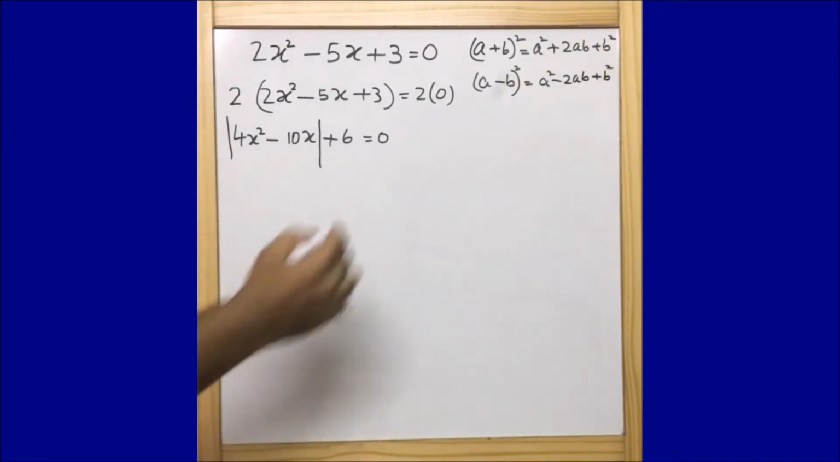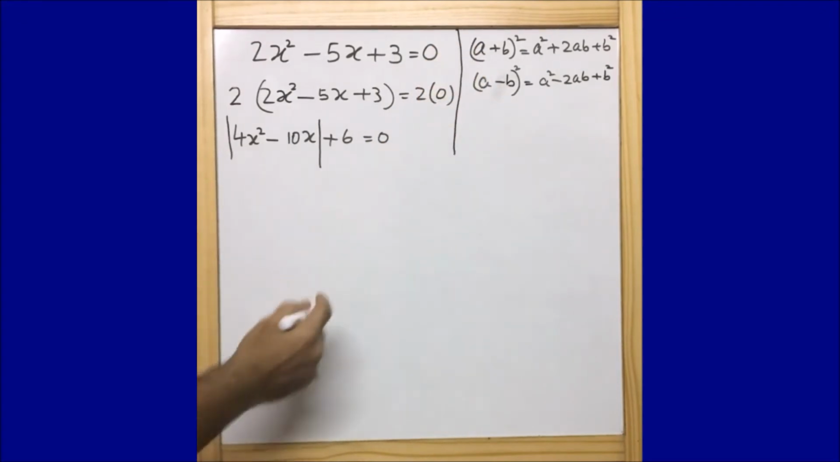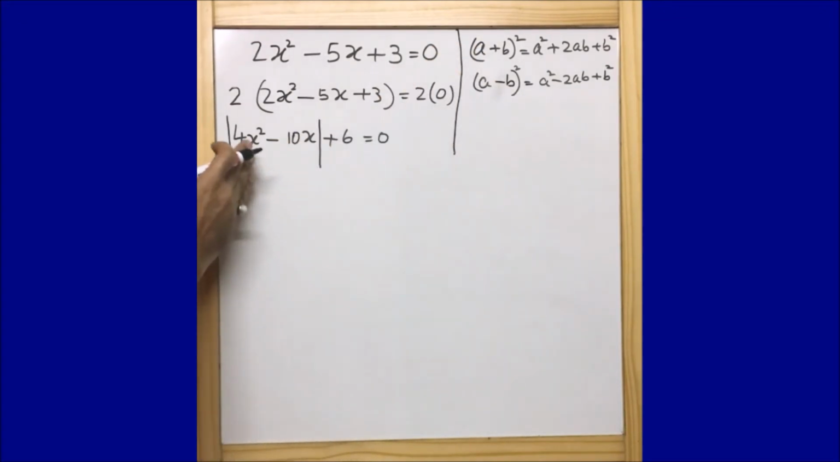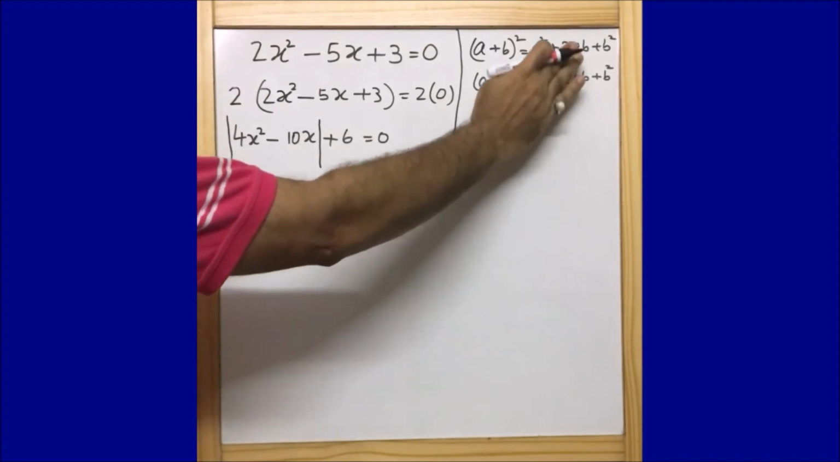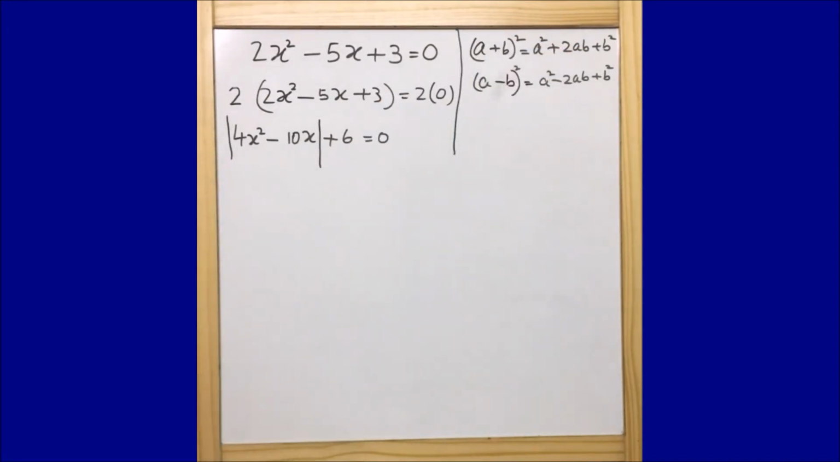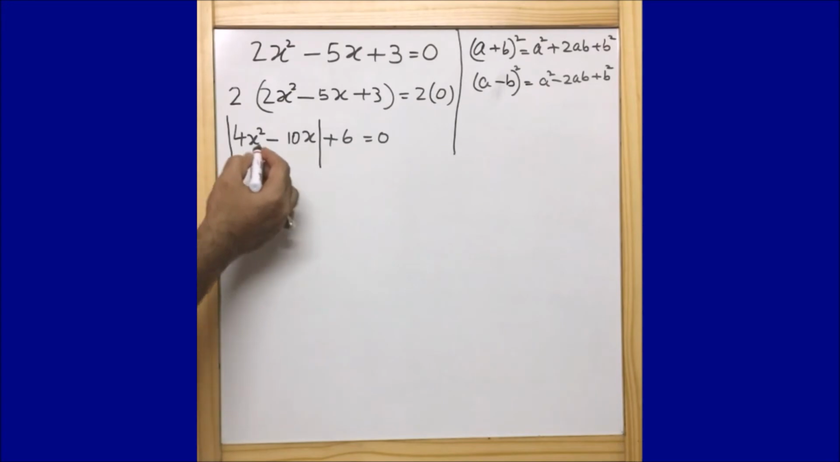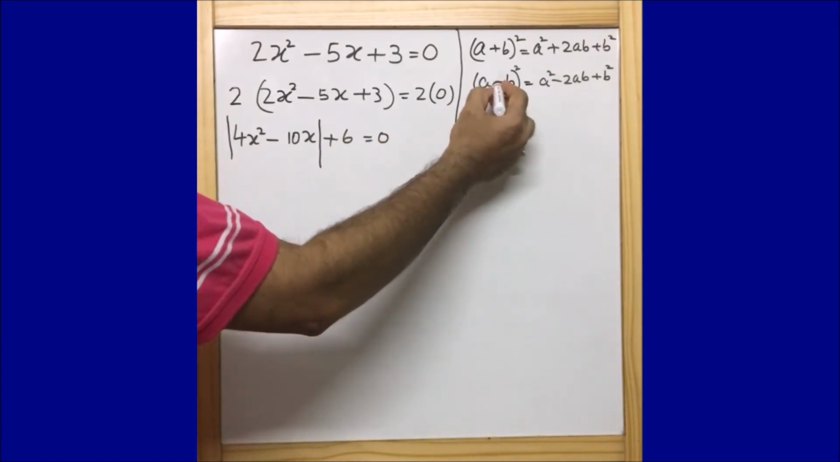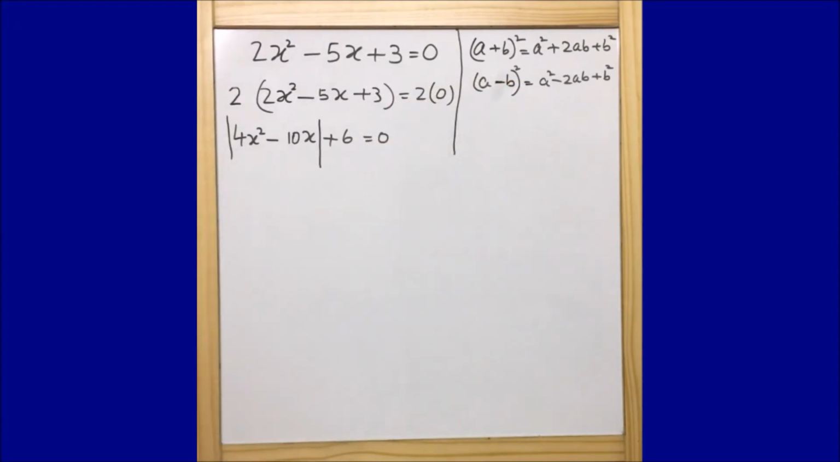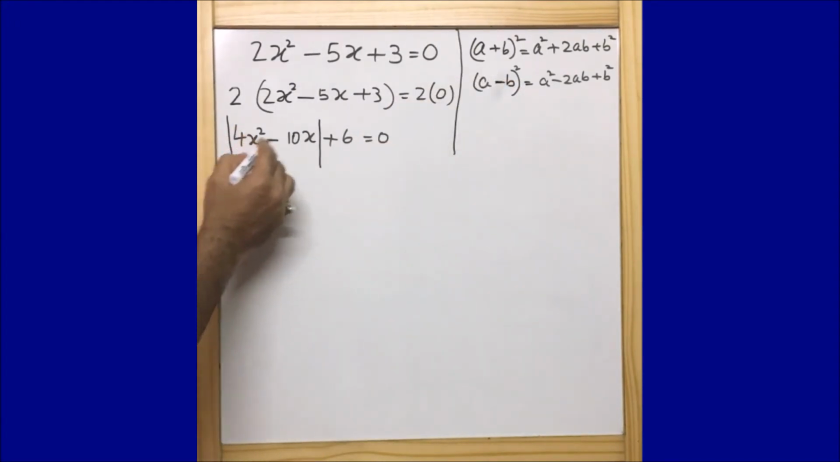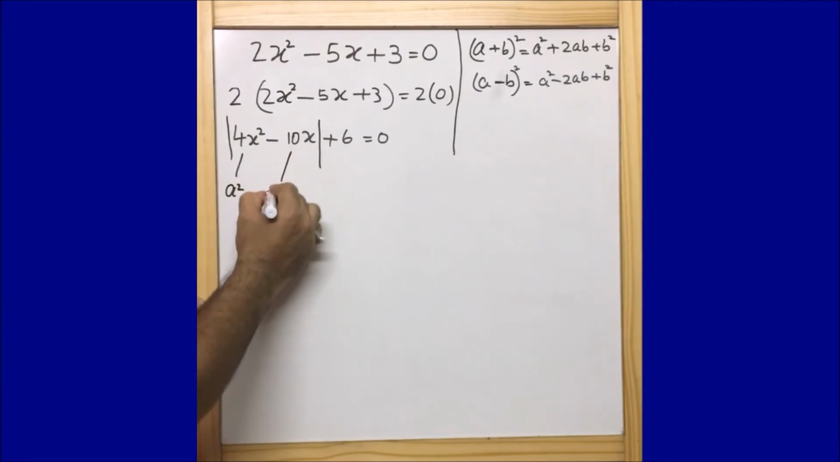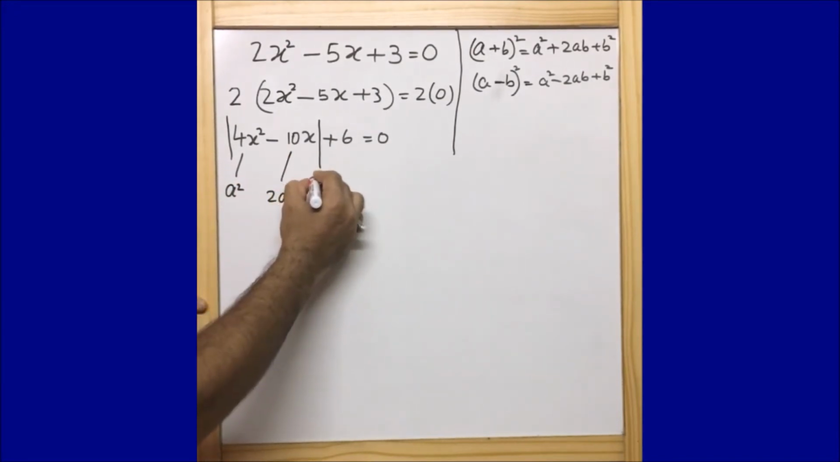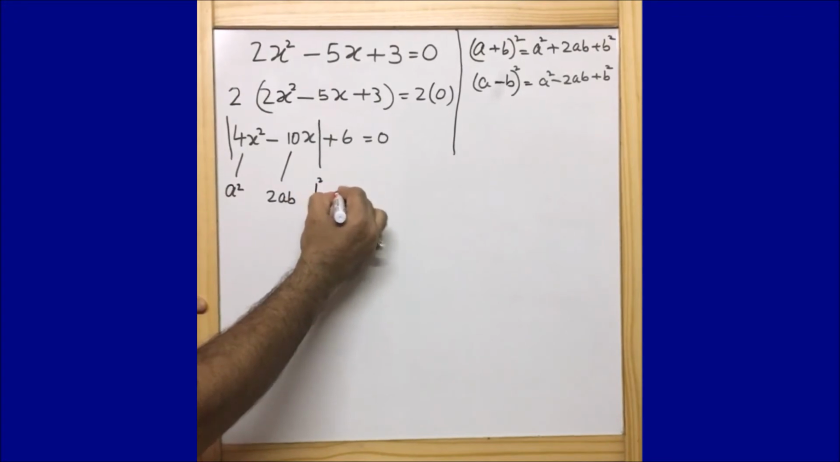So our whole intention should be to get this expression into this particular formula. Here we have 4x^2 - 10x. As we have minus 10x here, definitely we are going to use (a - b) whole square. Now 4x^2 - 10x: 4x^2 is a square, minus 10x is nothing but 2ab, and we don't know what b square is. We are going to find out.